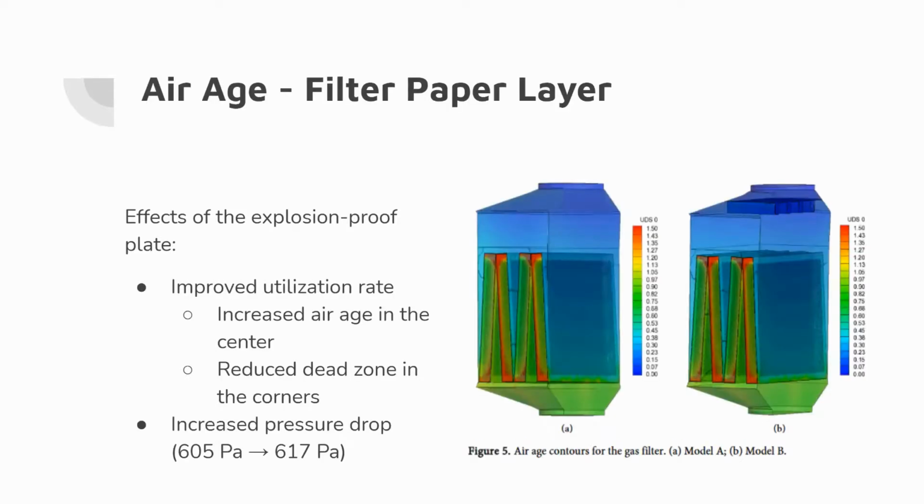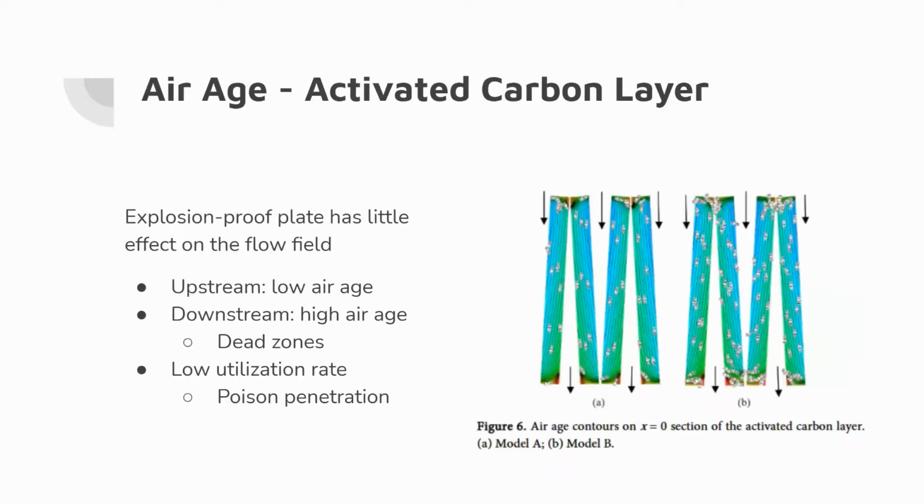The explosion-proof plate shows more benefits within the filter paper layer at the top of the gas filter. Without the plate, there is very low air age in the center of the filter paper, which leads to penetration of poisonous gas. And there are dead zones in the corners. The plate leads to increased air age and reduced dead zones, which both improve the utilization rate of the filter paper, thereby reducing the penetration of poisonous gas.